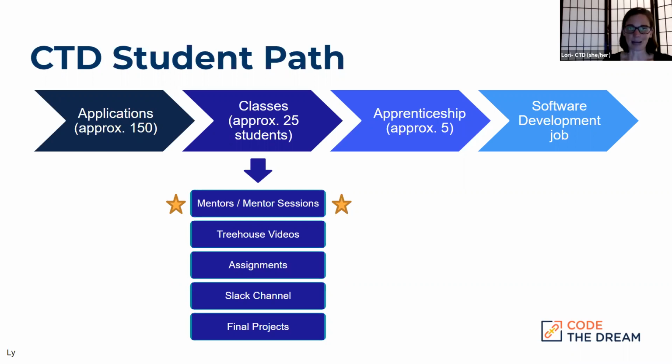And of course, at any time, students become apprentices, and the apprenticeship is approximately 1 year long. After that, students will go on to software development jobs. But of course, there are students before they even become apprentices who sometimes get jobs. We have a number of students who have been applying immediately after the Rails or React classes and do get jobs as well.